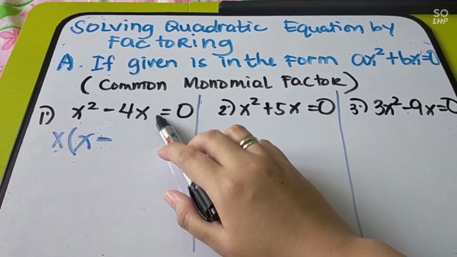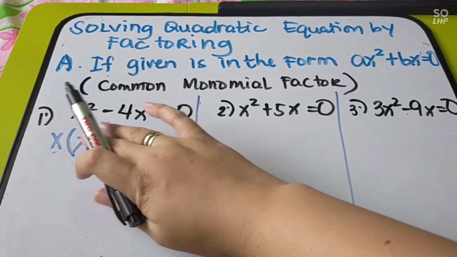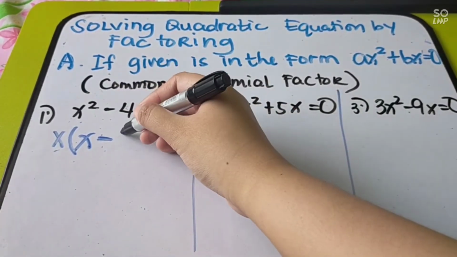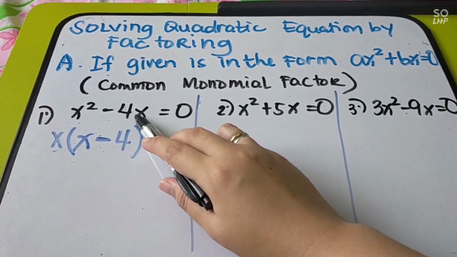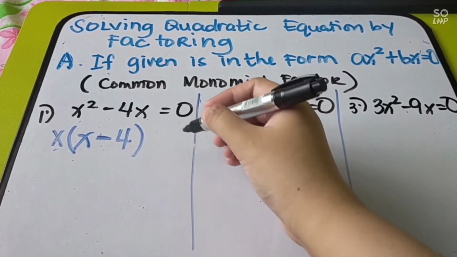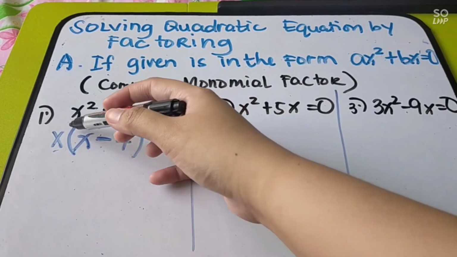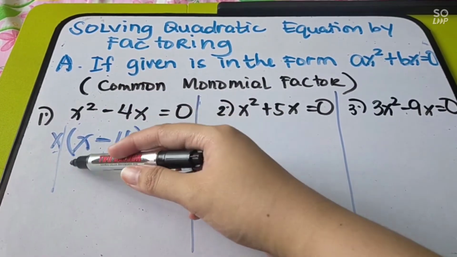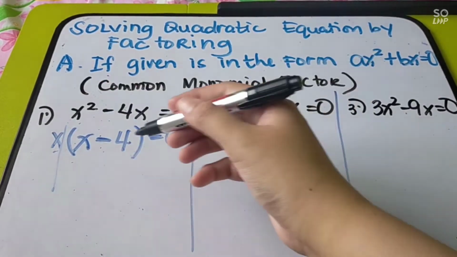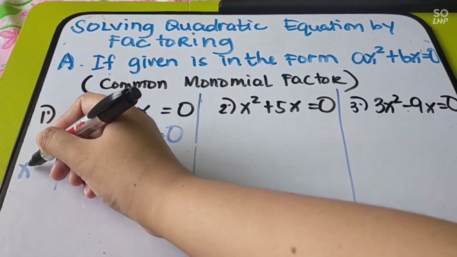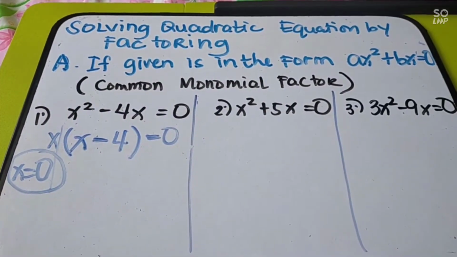Then, we have here 4x divided by x. So, si 4x divided by x, nawala yung x, ang matitira ay si 4. So, x minus 4. If you multiply x times negative 4, the answer is negative 4x. So, your factor is correct. So, it is equal to 0. Afterwards, i-separate mo lang yung both factors, si x at saka si x minus 4. Then, i-equate mo yung both factors to 0. So, yung isa mong x ay equal to 0. So, ito na yung isa mong sagot as your x.